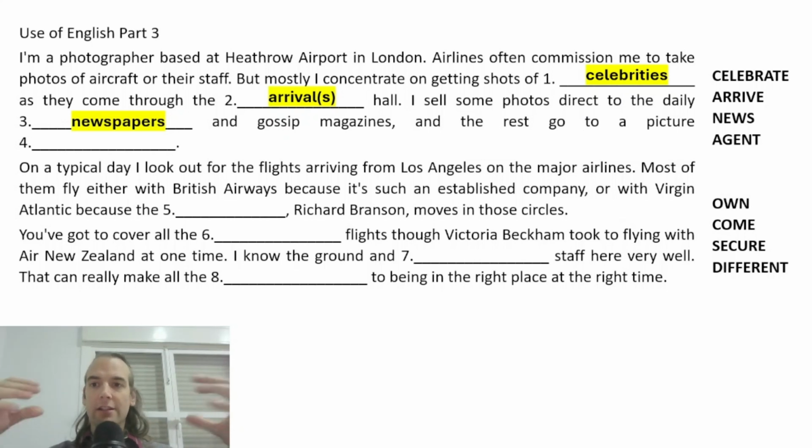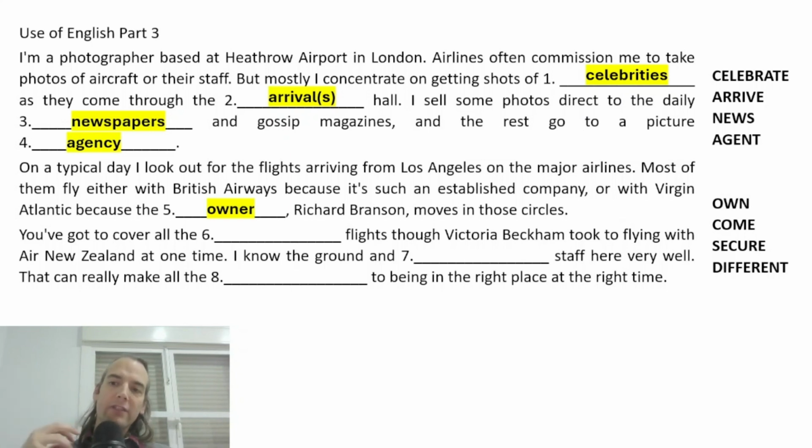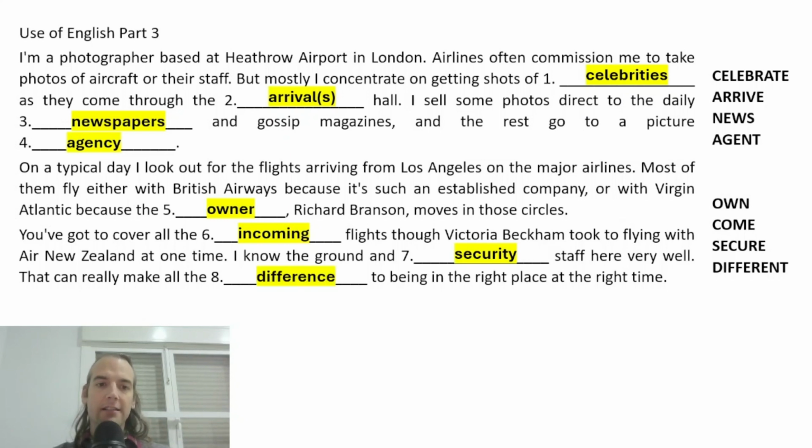And number 4, the organization that works with these things will be an agency. Number 5, we need a person, Richard Branson, who's an owner. And number 6, this is by far the most difficult one. This is more like a C1 question, but sometimes that will happen. The arriving flights that come are the incoming flights. Number 7, people who work to keep us secure are security. And number 8, you make the difference. Make a difference. Make all the difference. Obviously, difference. Okay, so hopefully we've got 8 out of 8, or at least 7, because a lot of them are nice B2 level questions for you.